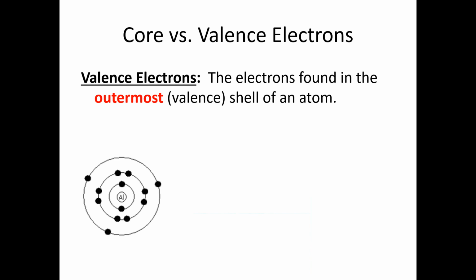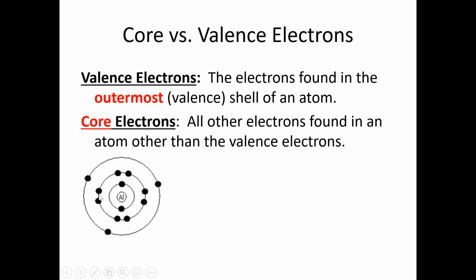So let's discuss core versus valence electrons. You may have heard the term valence electrons before. As a refresher, those are the electrons on the outermost shell of an atom. And the core electrons are all the other electrons that are found inside the outermost shell.